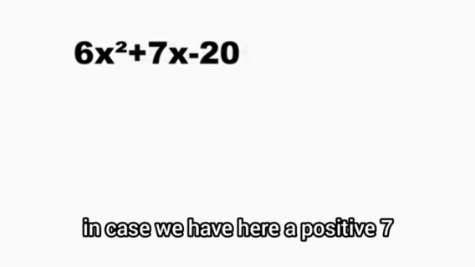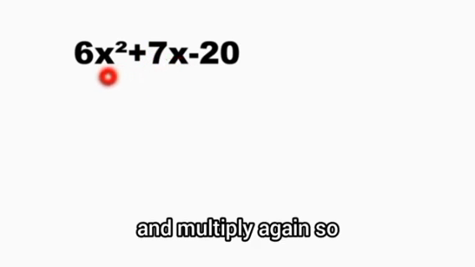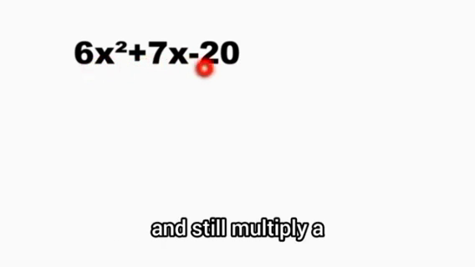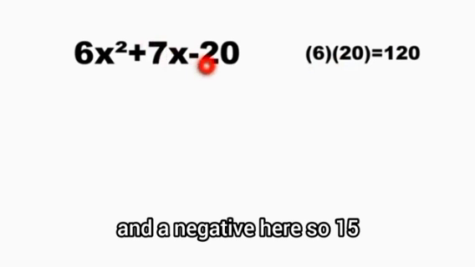In case we have here a positive 7 in the middle term, multiply again. We have a positive here and then a minus here, and still multiply a and c. So we have 6 and 20 is 120, but we have a positive here and a negative here.